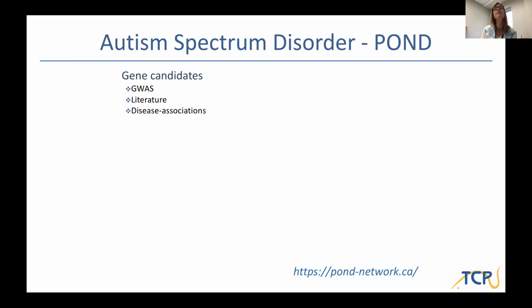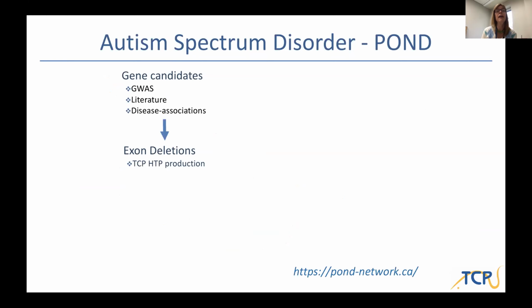And so I just wanted to give you an example of a couple of our partnerships. This one is really around the disease autism spectrum disorder. So this is not a rare disease, this is a common disease. And this is with the Province of Ontario Neurodevelopmental Disease Network. They provided us with gene candidates that they identified by GWAS, the literature, or through disease associations.